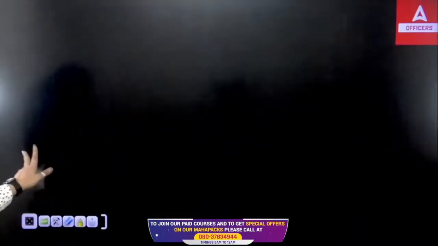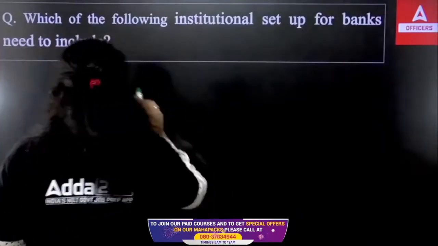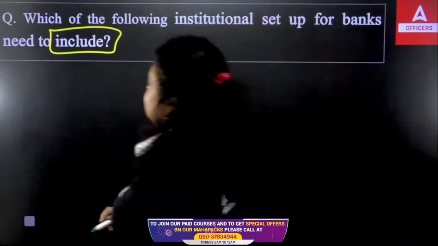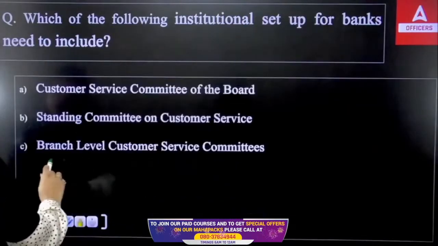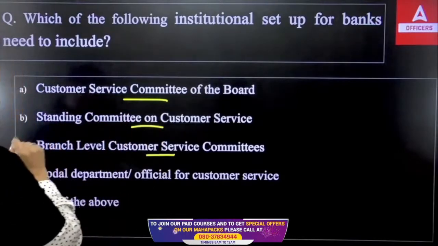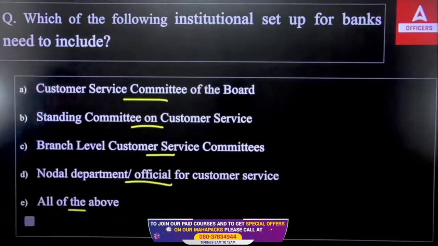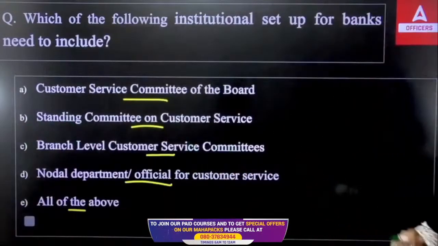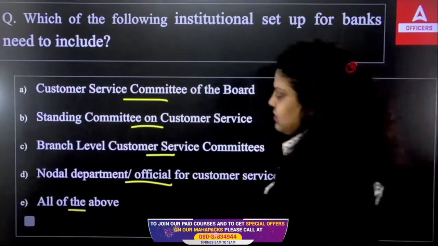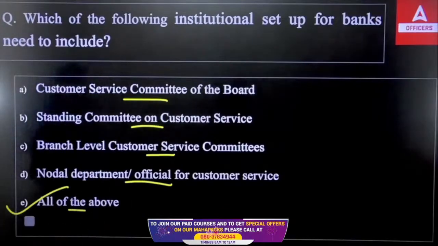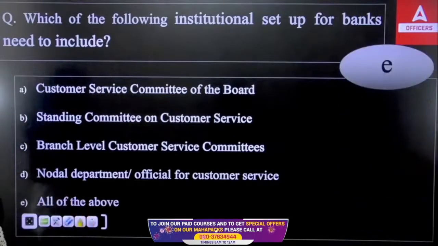Next. Which of the following institutional setups do banks need to include? So we have a certain institutional setup that banks have to put in place. Out of those, which of the following need to be included? The options are: customer service committee of the board, standing committee on customer service, branch level customer service committee, nodal department official for customer service, or all of the above. And the right answer is, do remember the statements here, the committees or board required at the time of institutional setup. You need a customer service committee, a standing committee, a branch level customer service committee, and a nodal department or official for customer services. So the right answer will be all of the above.